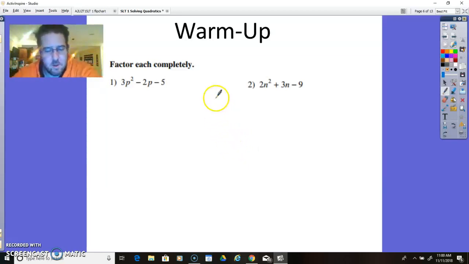This is Unit 2, Topic 1, SLT1E. This is where we're going to talk about graphing to solve quadratic equations. We're going to start by doing some factoring each completely.